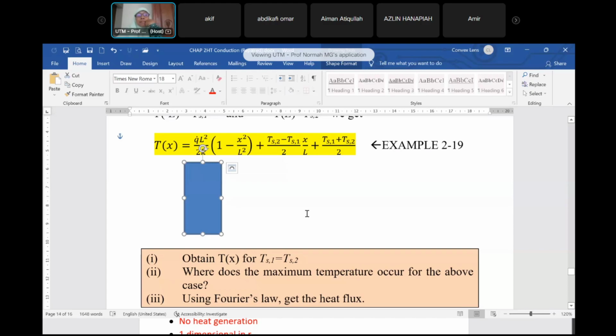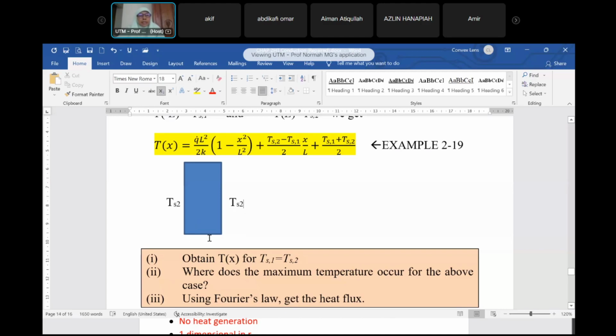But you have heat generation inside. Ts2 may be higher than Ts1. Let's have a look here. We have Ts1 here. You see, it's a bit difficult. So you have Ts2 here.